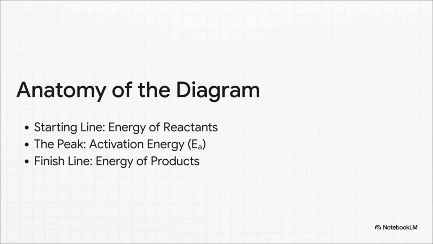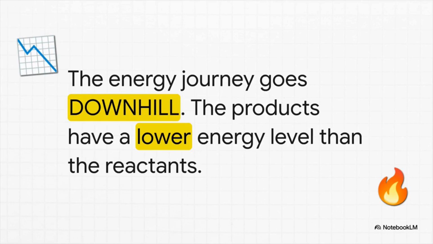Just think of it like the initial push you need to get the reaction started, like the spark you need to light the methane. So, for an exothermic reaction like our burning methane, the energy journey is all downhill. See how the products finish at a lower energy level than where the reactants started? That drop, that difference in energy, is the exact amount of heat that gets released into the surroundings. And that's exactly why delta H is negative.